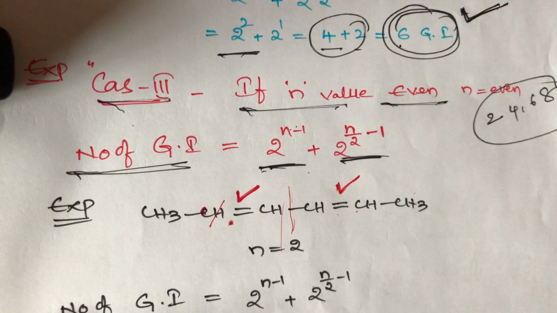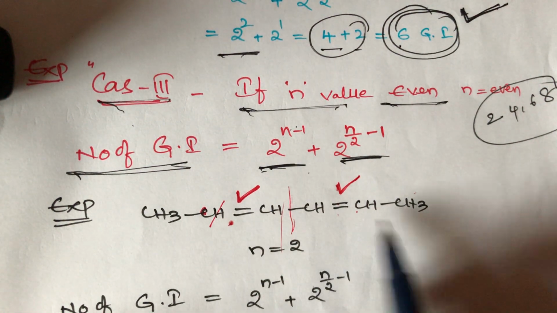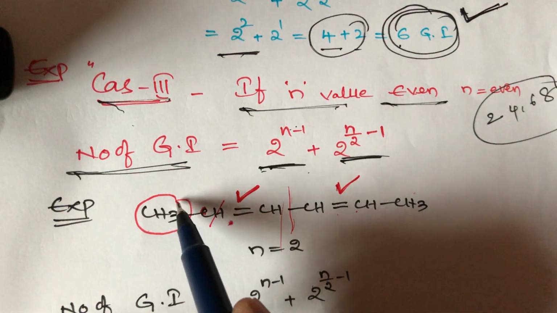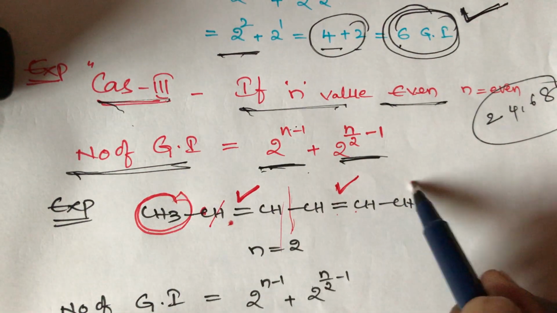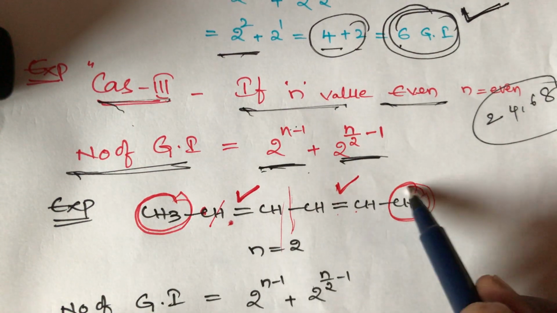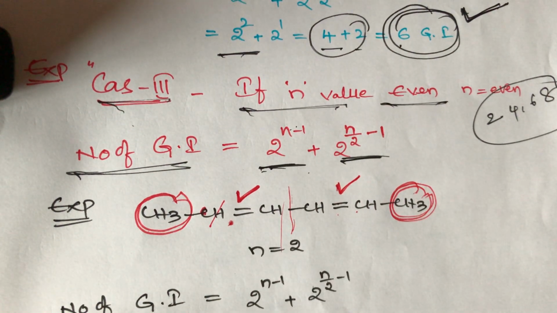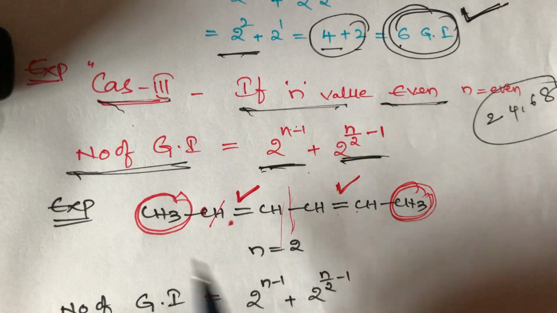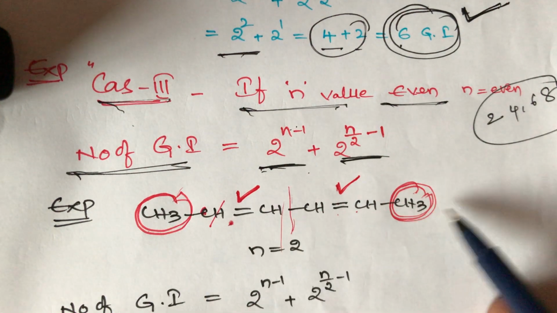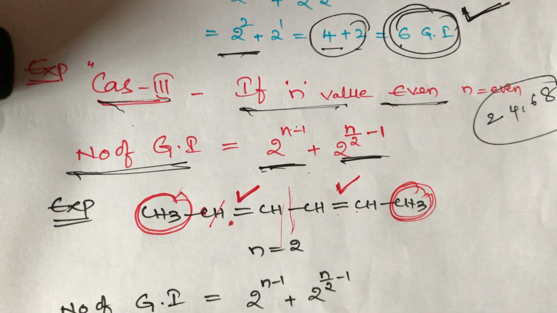The terminal groups should be the same, and in this compound both terminal groups are the same. On the left-hand side a CH3 group is there, and the right side also a CH3 group is there. So both methyl groups are the same. So what is the condition? The terminal groups should be the same. Both are equal, the same terminal group, that is one condition.